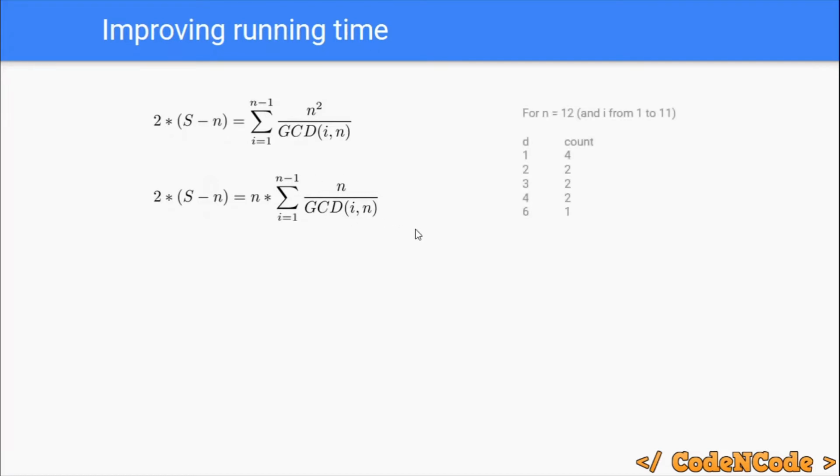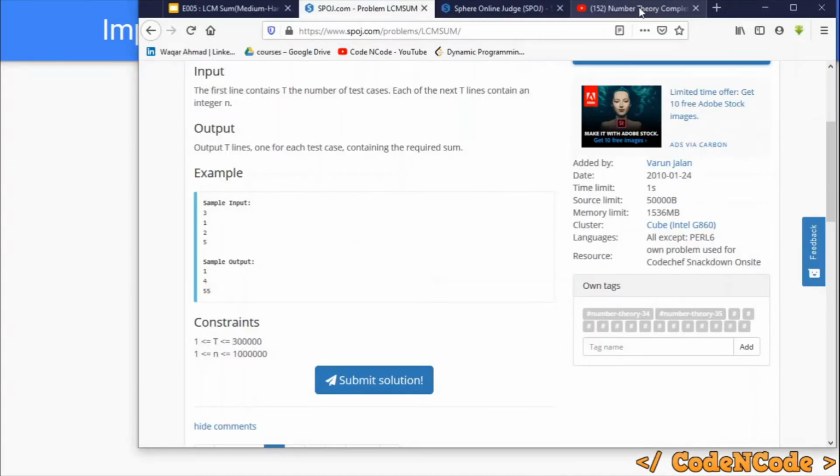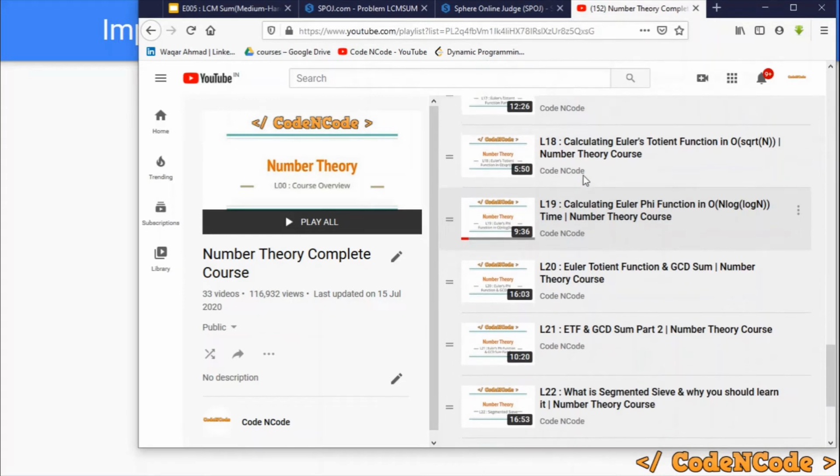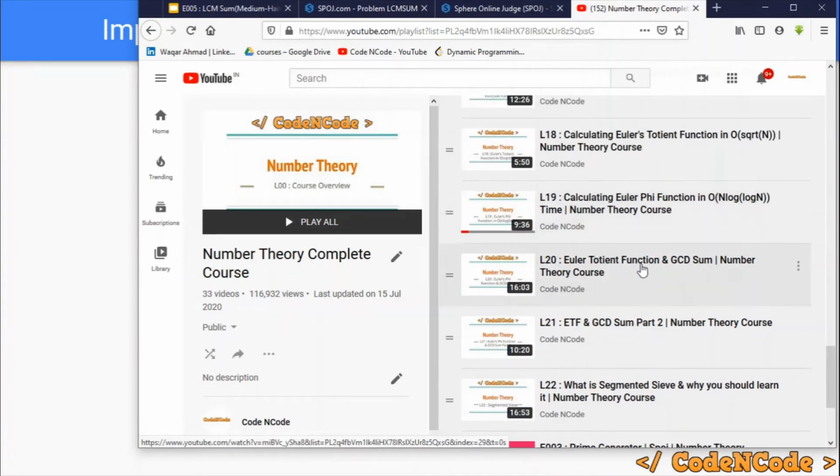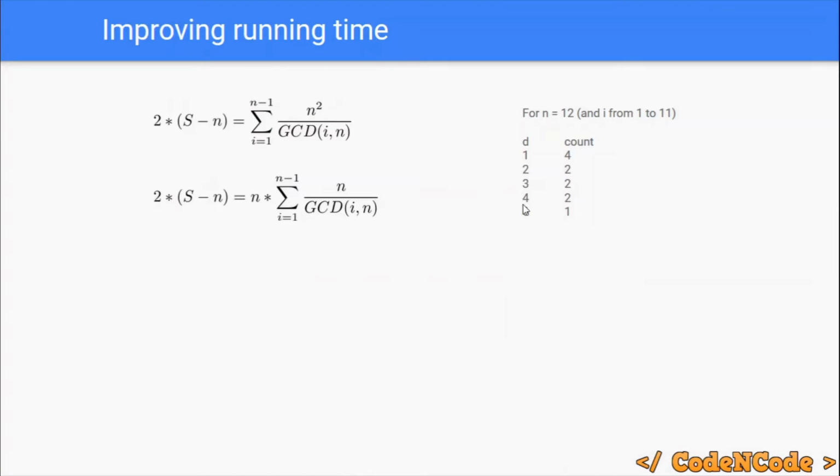So what is going to happen here? I'm running a loop, each time calculating GCD, but the problem is, as we were studying in the number theory course series, we were solving a problem on Euler's totient function and GCD sum, in which we talked about how the GCD of certain numbers with n remains the same. So we are running a loop from 1 to n minus 1, each time calculating its GCD with n, but there are many numbers which have the same GCD.